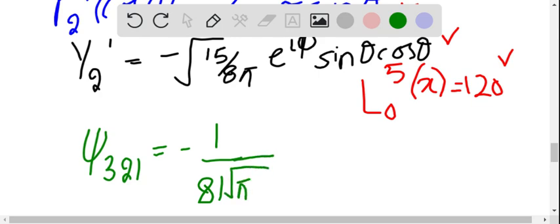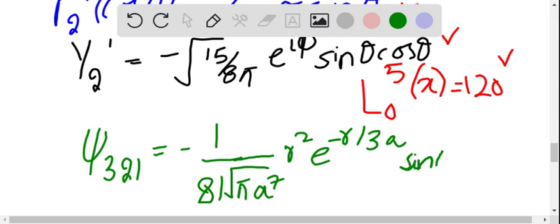Under root pi a raised to power 7 r square exponential negative r divided by 3a sine theta cos theta exponential i phi, right? So this is the solution for part A, right?